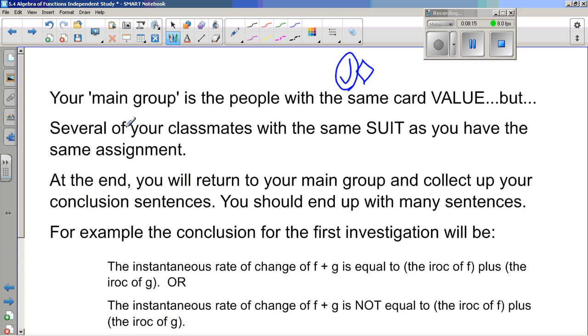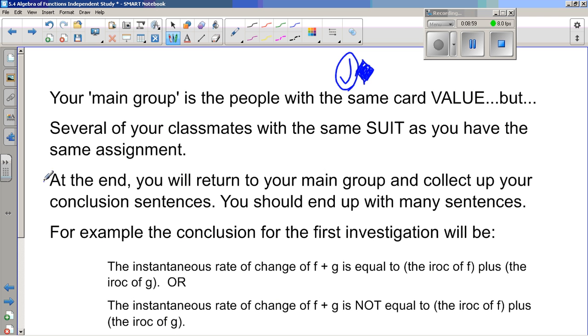But several of your classmates with the same suit as you have the same assignment. So you've got a page worth of questions, and your jacks group is responsible for doing all of the questions, but you as a diamond only have to do a certain amount of them. So you have to do like 1 and 5 and 9 and so on. But all the other diamonds have to do the same questions. So even though your jacks are the group that you'll be handing in this little project with, you'll probably be working with the diamond people. Do you understand what I'm talking about? If not, I'll explain it in class.